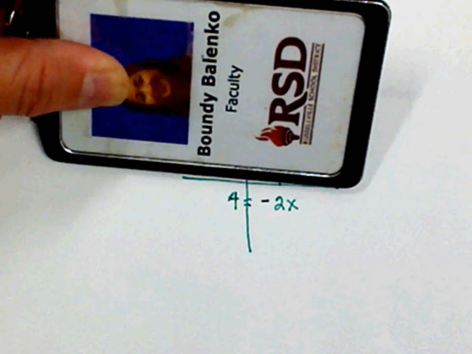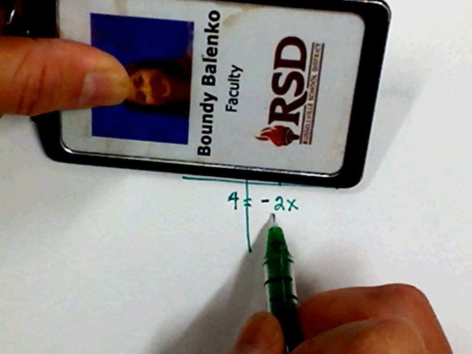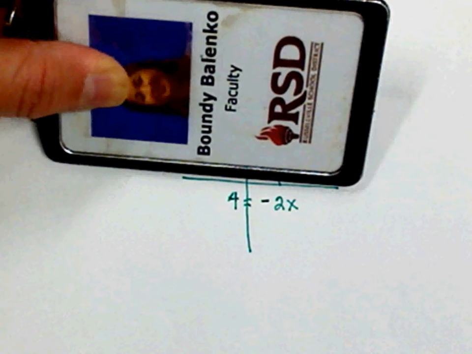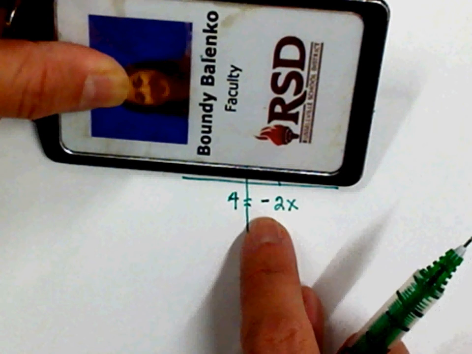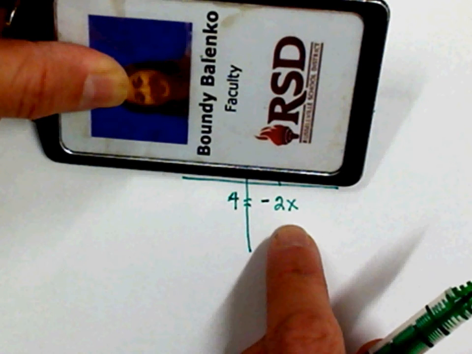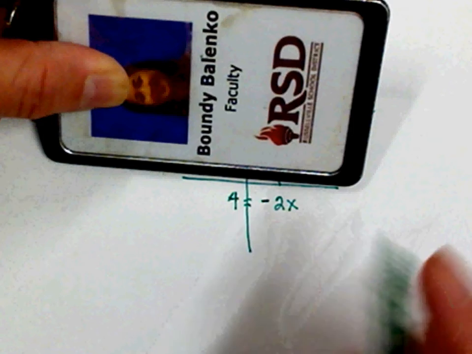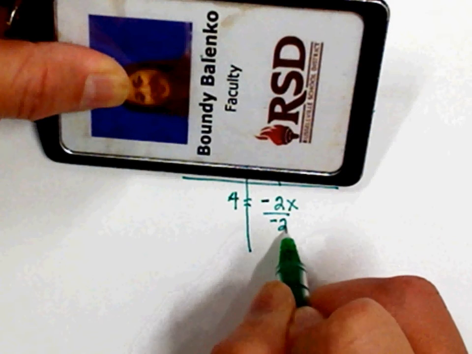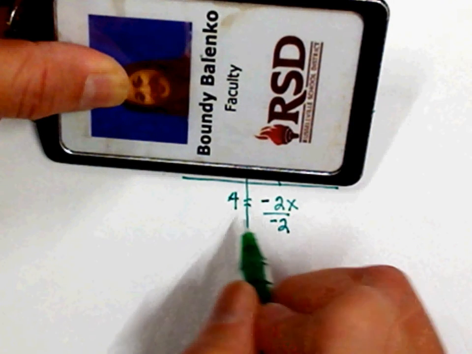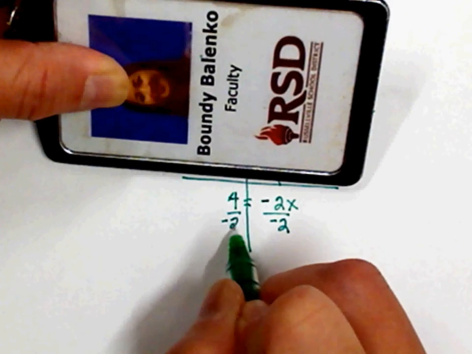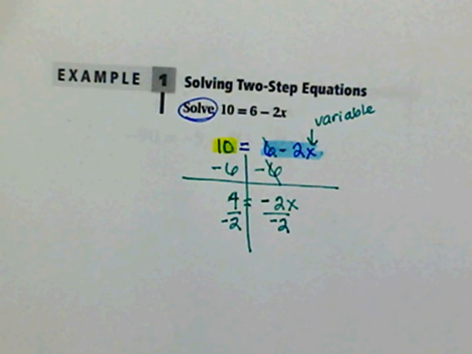You're solving for x. X is right here. This is -2 times x. What's the opposite of multiplying? Divide. So you divide by -2. What you do to one side, you do to the other side, just like that. Notice I'm covering that up. I don't look at it again.